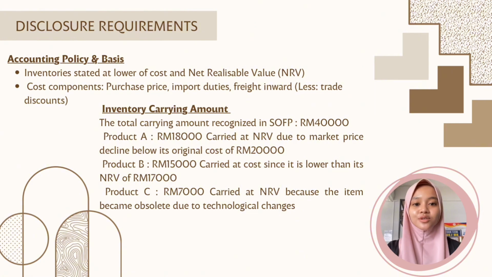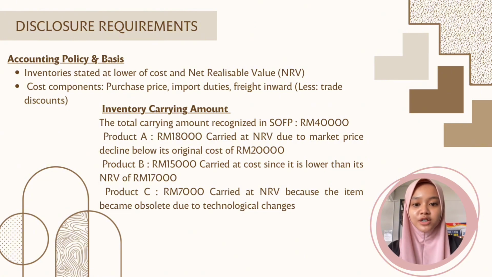Now let's discuss task 2 question 4, which focuses on the disclosure requirements under MFRS 102 for Bright Market Trading Sendirian Berhad. To comply with the standards, our company must disclose several critical pieces of information in the notes to the financial statements. First, regarding our accounting policies, our inventory is strictly valued at the lower of cost and net realizable value. For initial measurement, we included the purchase price, import duties and freight inward, while excluding administration expenses as per MFRS 102 guidelines.